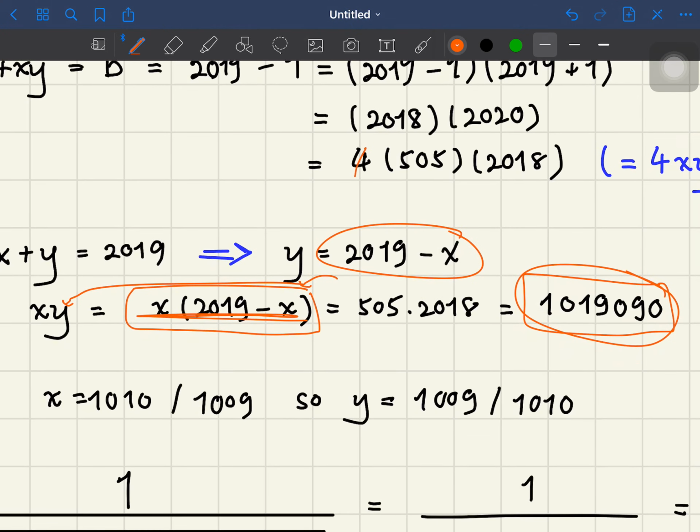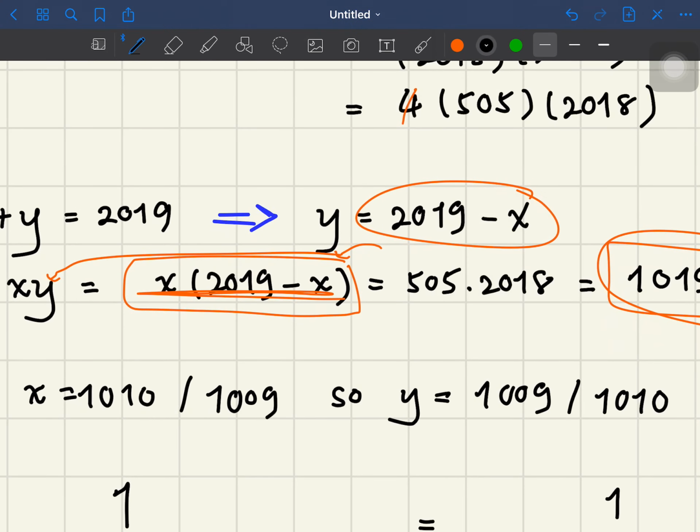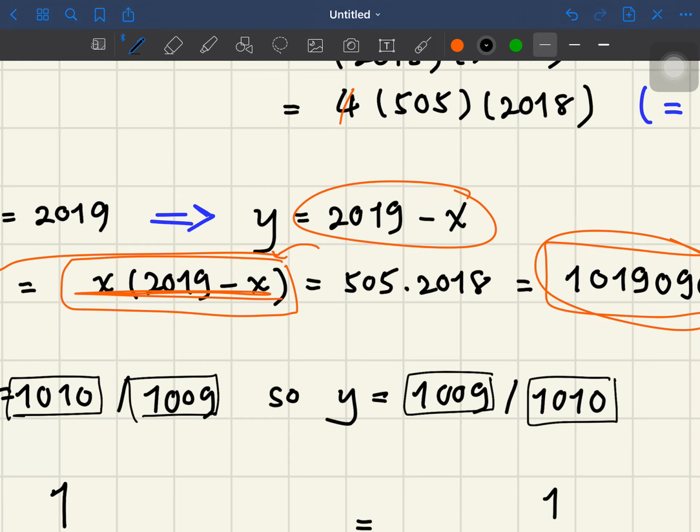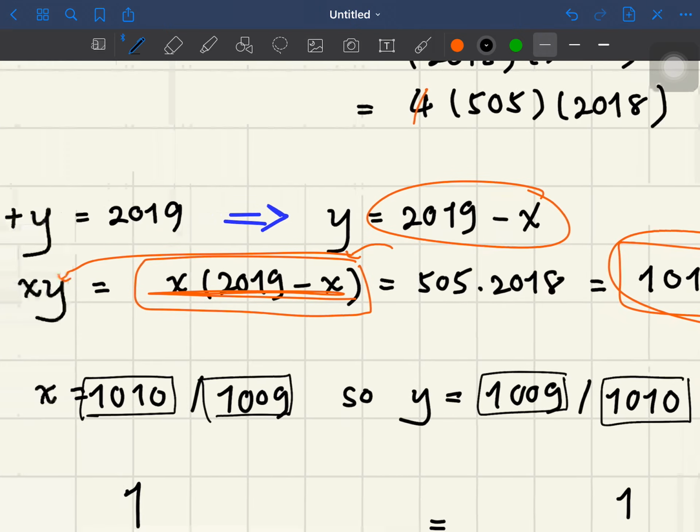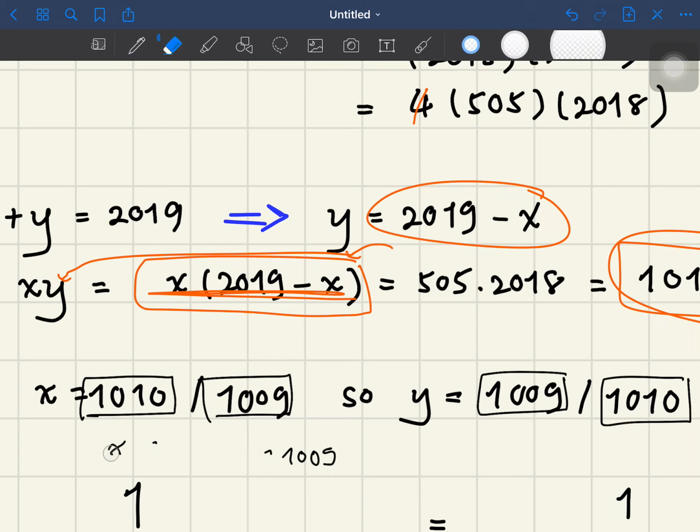Then you will have x equals this number or this number, and you will also get y equals this number or this number. It means that when x equals 1010, then y equals 1009. Similarly, when x equals 1009, then y equals 1010. It's apparently a very magical number right now.